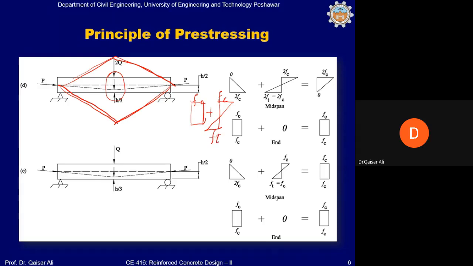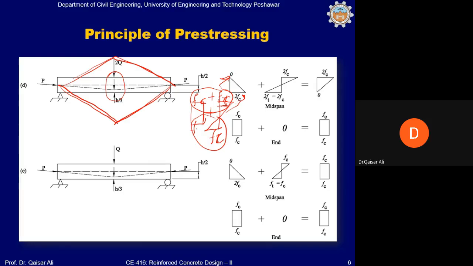Okay, and so when this is added, it will give us 0 in the upper part, FT and FC, sorry, tensile stress in the upper part. So this FC plus FT will give us 0 stress in the upper part of the beam before the application of the load, and this FC and FC will give us 2FC at the midspan. So before the application of the load, the state of stress at the midspan is 0 and 2FC.